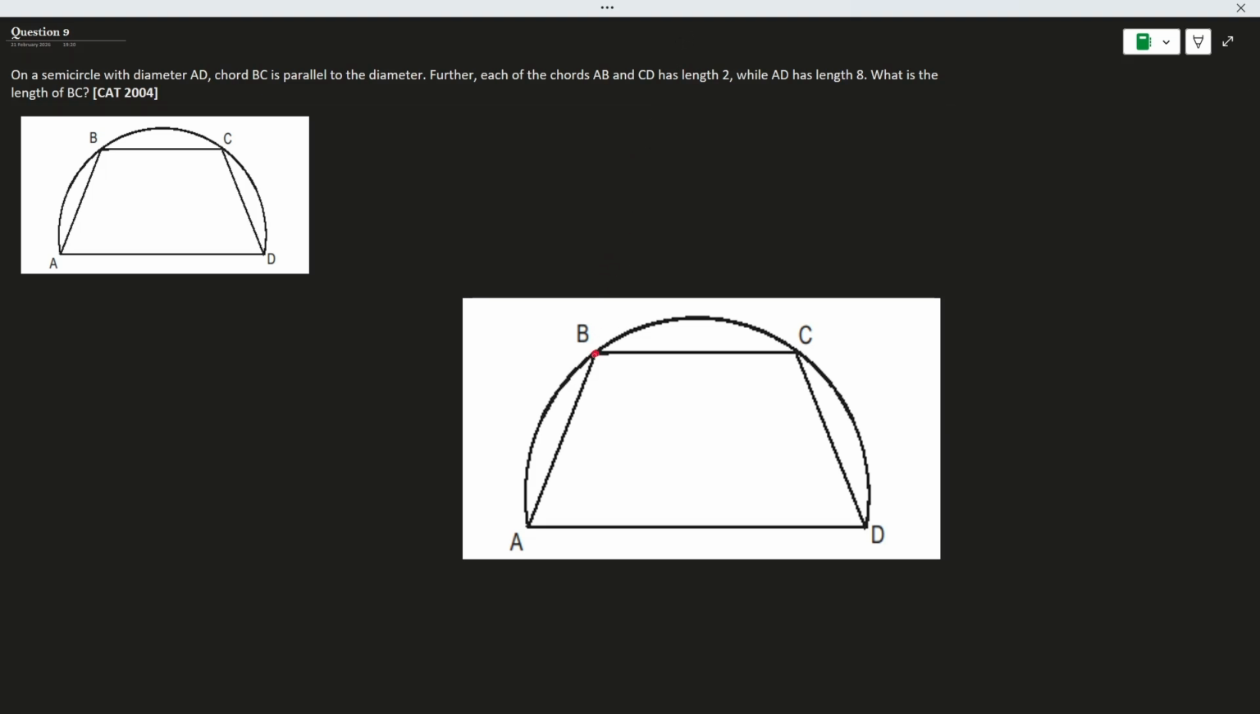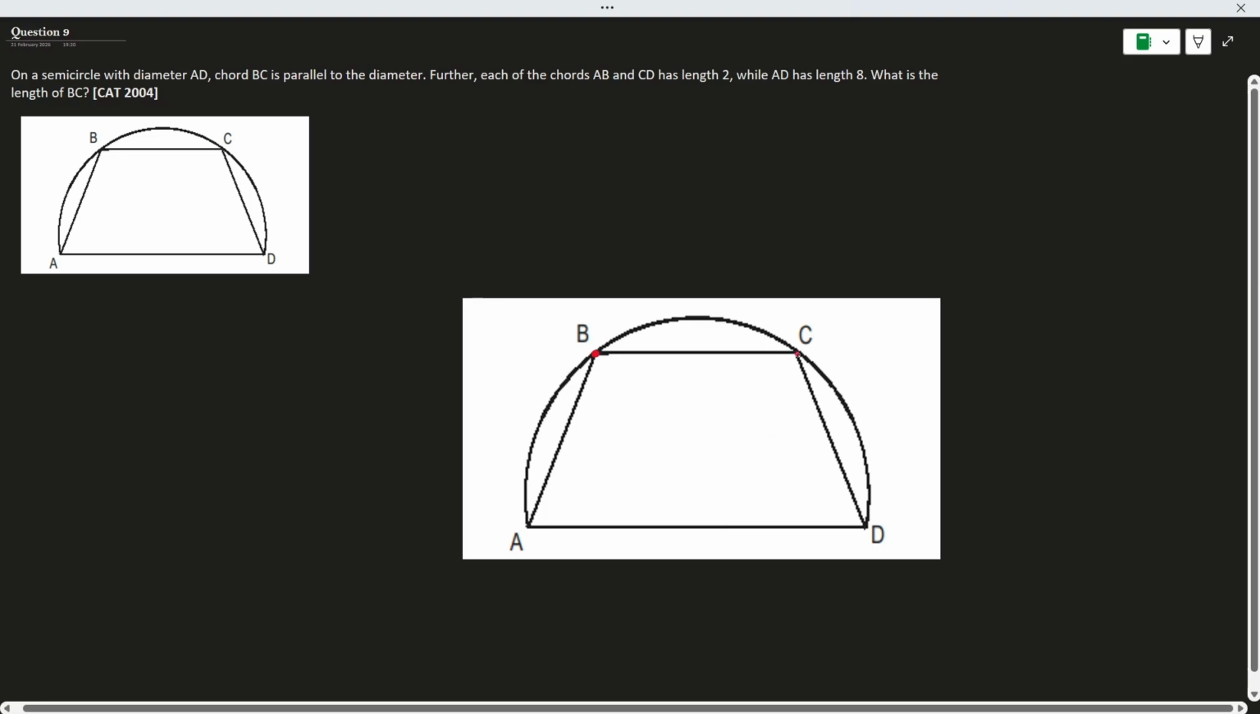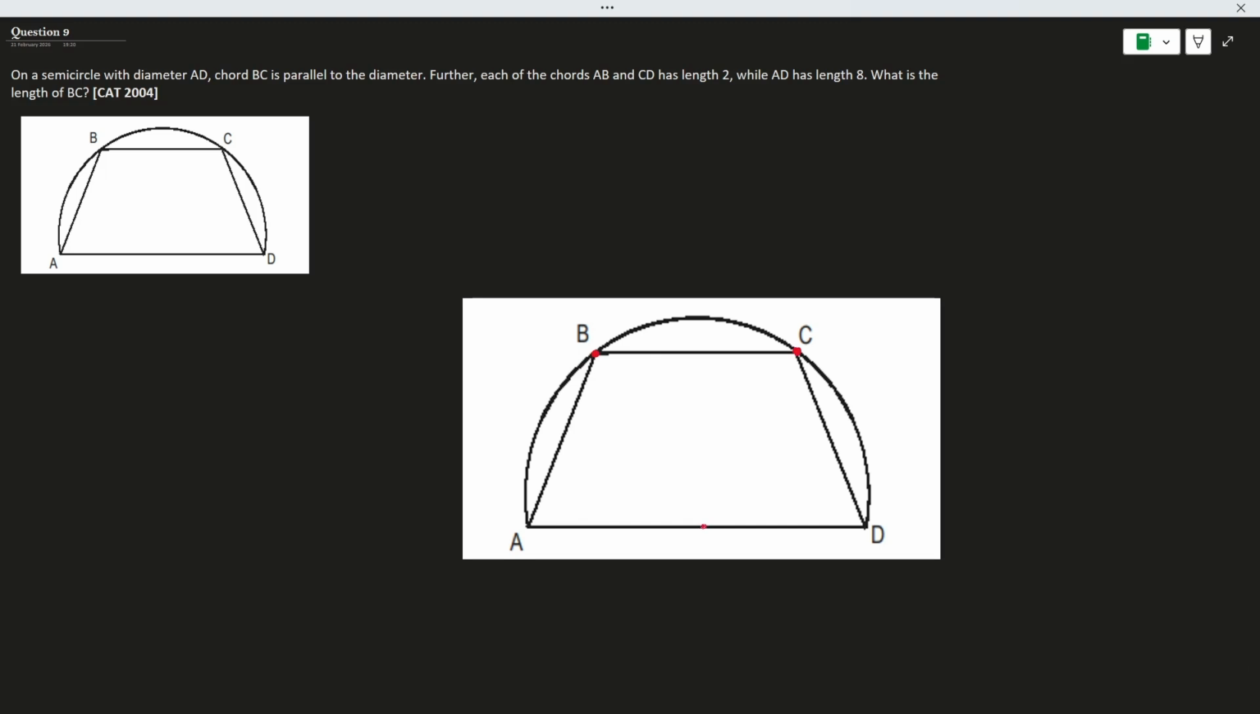this point is B, and this point is C. Suppose the center of the semicircle is O. We are told that AD is 8. AD is equal to 8. This is basically the diameter. So what will be the radius? Radius will be 4 units. So AO is equal to OB is equal to 4 radius. Basically radii. These are the radii.